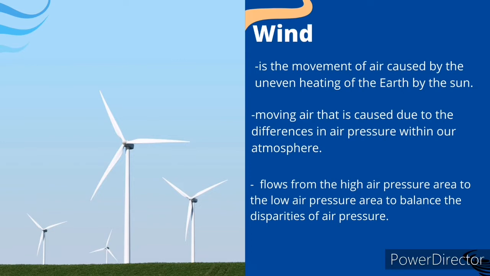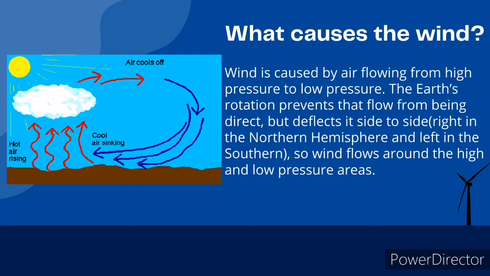Wind is the movement of air caused by the uneven heating of the earth by the sun. It is also moving air that is caused by differences in air pressure within our atmosphere. Differences in atmospheric pressure generate winds.